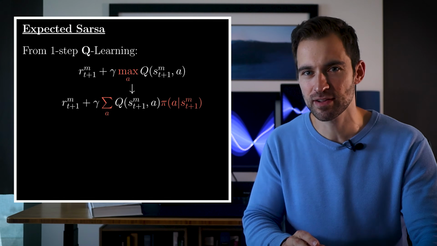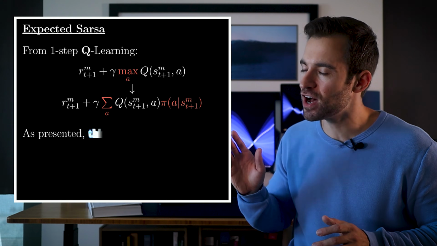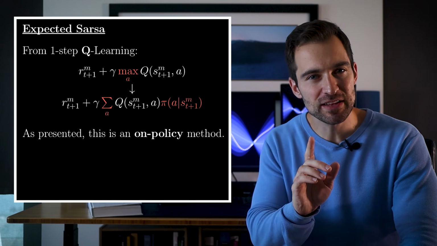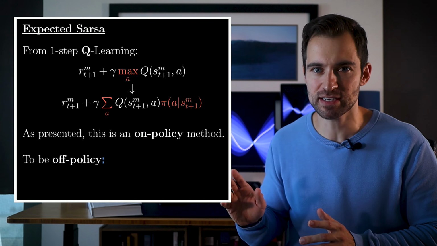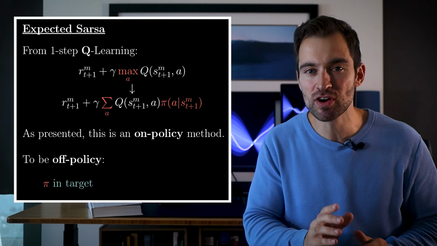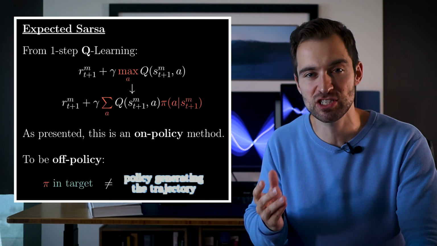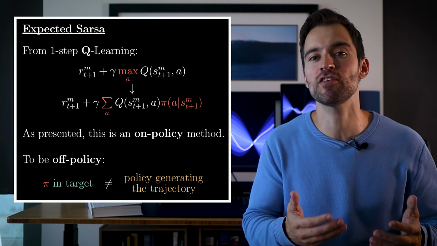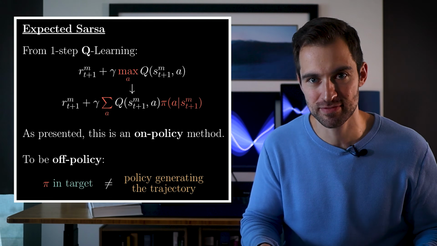And one last detail. As presented, this is an on-policy method, but it's very easy to make it off-policy. If the policy we use in the target is not equal to the policy generating the data, we'd have an off-policy method. Easy enough. And finally, we can do some examples. For Sarsa, Q-Learning, and expected Sarsa, we'll look at their performance on two examples. In these comparisons, we'll only cover the one-step case, because that's the version I just showed, and otherwise, it would be a very heavy lift visually.